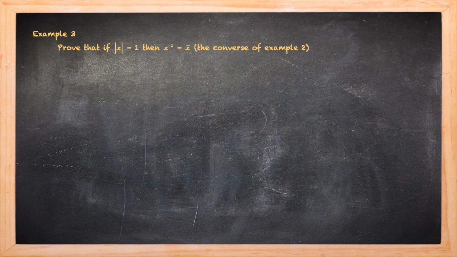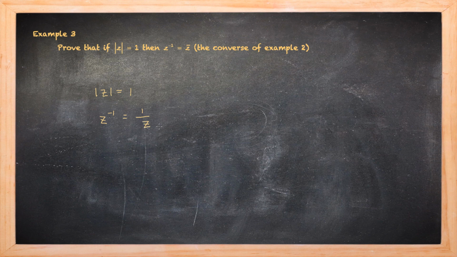So this final example 3 happens to be the converse of example 2. In example 2, we proved that if the conjugate was equal to the reciprocal, then the modulus had to be 1. In this case, we're told the modulus of z is equal to 1, and we're trying to show that the conjugate is equal to the reciprocal. So let's have a look at the reciprocal. We know that the reciprocal is 1 over z.